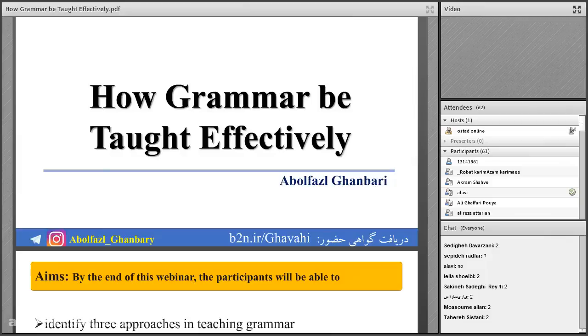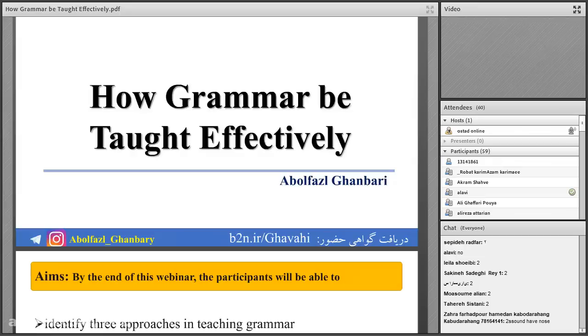So the topic, as you see in the slide, is how grammar will be taught effectively, and as I told you, it is a very complicated issue because the learners in grade 7, 8 and 9 are not at the age that can observe grammar issues easily, because it is something abstract. Yeah, grammar issues are abstract and the learners are not able to get it easily.